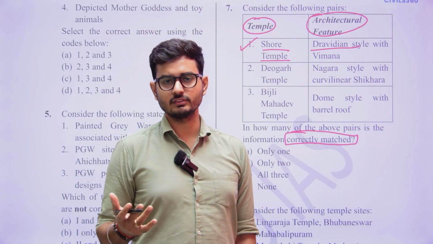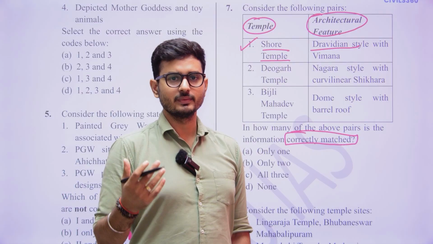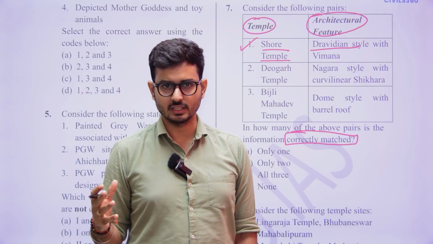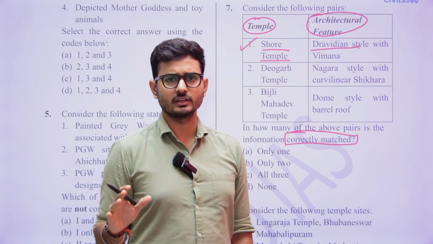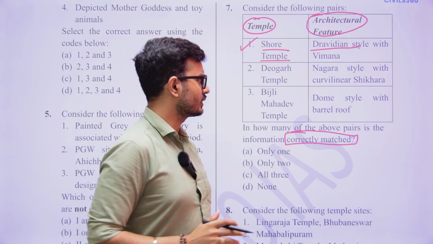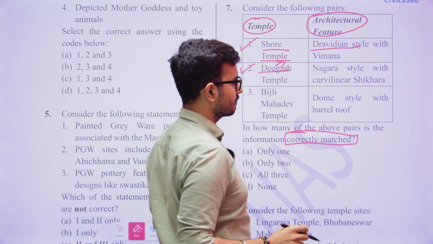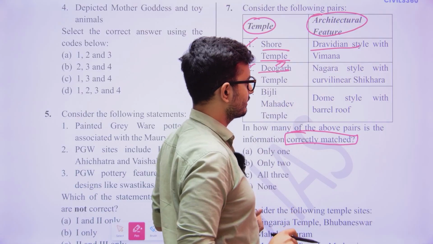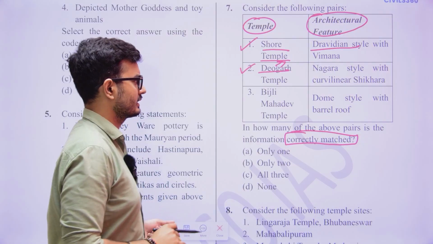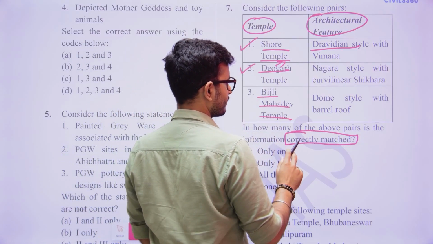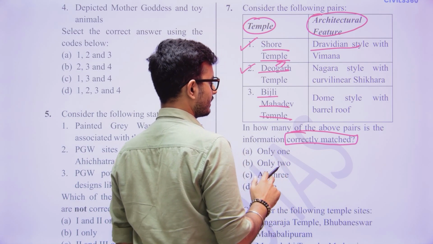The Dravidian style of architecture had the Vimana, whereas the Nagara style of architecture of North India had the curvilinear Shikhara, or Shikhar, you can just call it Shikhar. So the first statement is correct. Devgarh temple, you know that it is in North India and it has a Nagara style with curvilinear Shikhara. Now the Bijli Mahadev temple. The Bijli Mahadev temple is a dome style with a barrel roof.